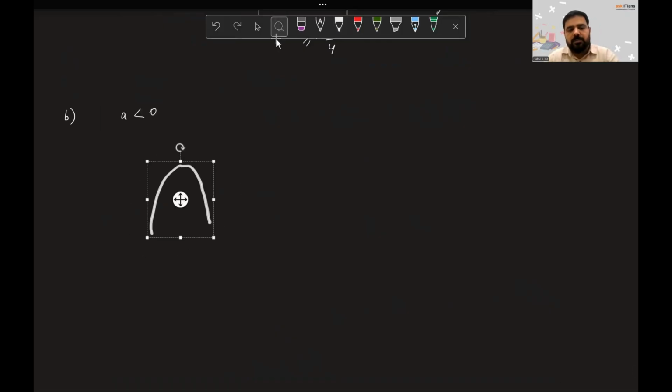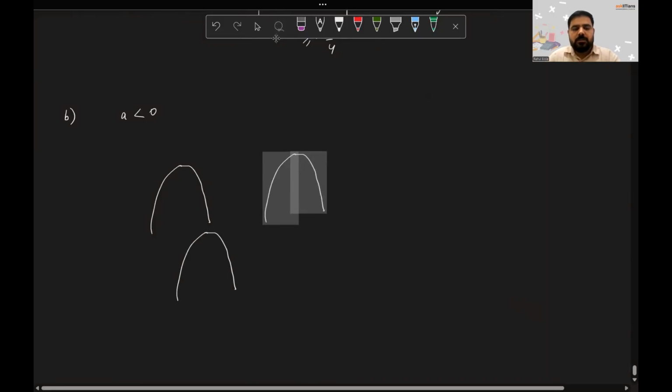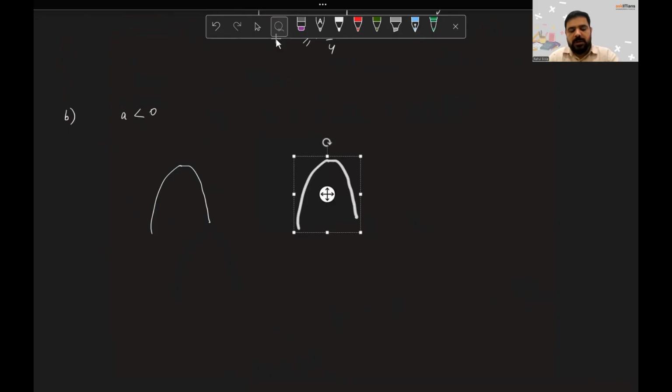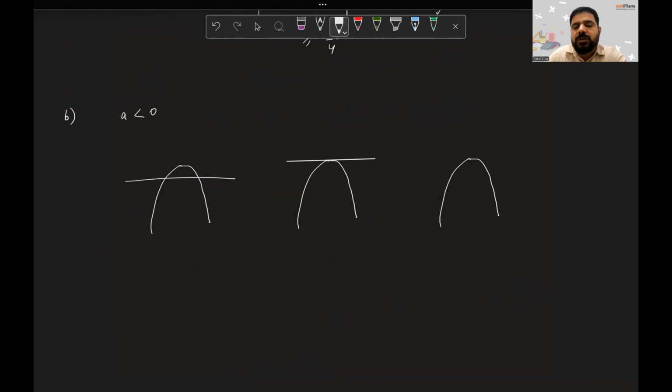So I'll make multiple copies of this. Come here and one more copy. Again, same thing. There might be two real roots. There will be real repeated roots. There might be no real root. So the same three cases can be there: D greater than 0, D equal to 0, D less than 0.